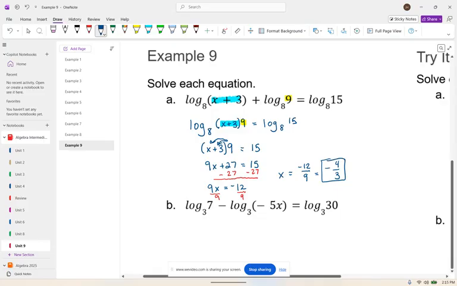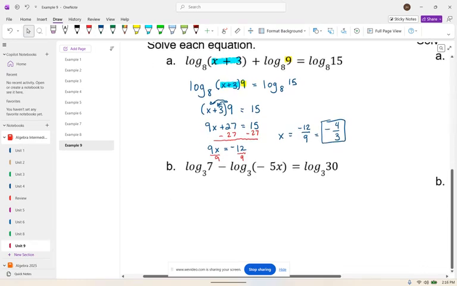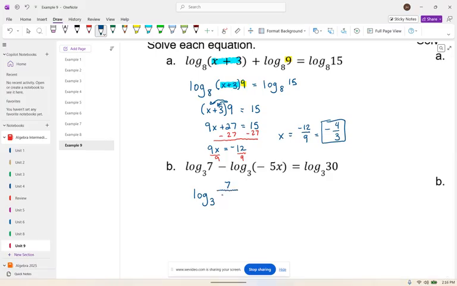On part B now, we're going to use the quotient property. What that says is if I have two logarithms with the same bases and I subtract two logarithms, I can use division to rewrite that as one logarithm. So log base 3 of 7 divided by negative 5x equals log base 3 of 30. And since they are the same base, we can use the one-to-one to say 7 divided by negative 5x is equal to 30.